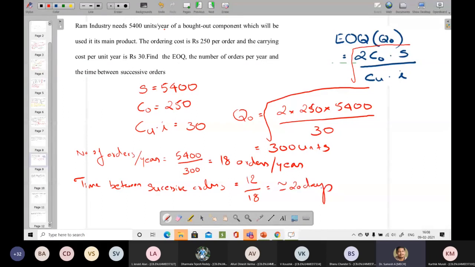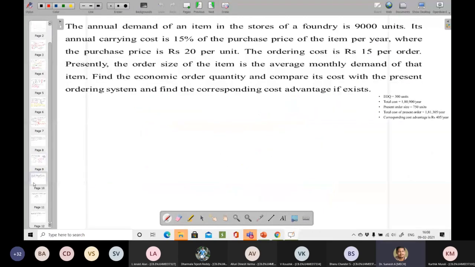Is that methodology, everything, clear to you right now? One more problem you can try. It is given in the question that the annual demand of an item in the stores of a foundry is 9,000 units. So demand S equals 9,000 units. The annual carrying cost is 15% of the purchase price per item, so I is 0.15. The purchase price is 20 per unit, so CU is rupees 20.